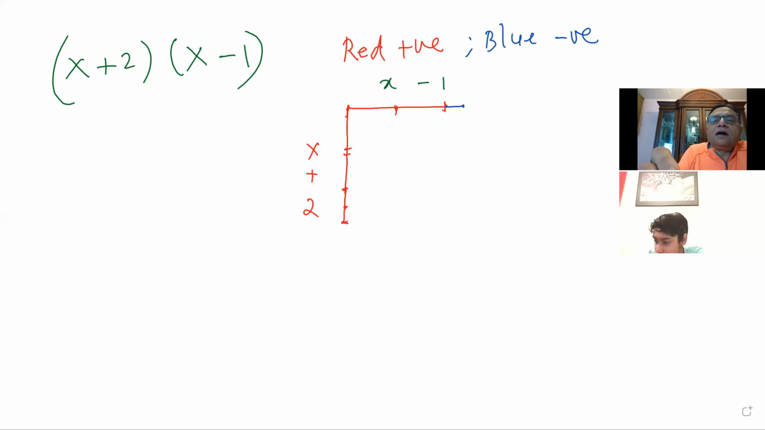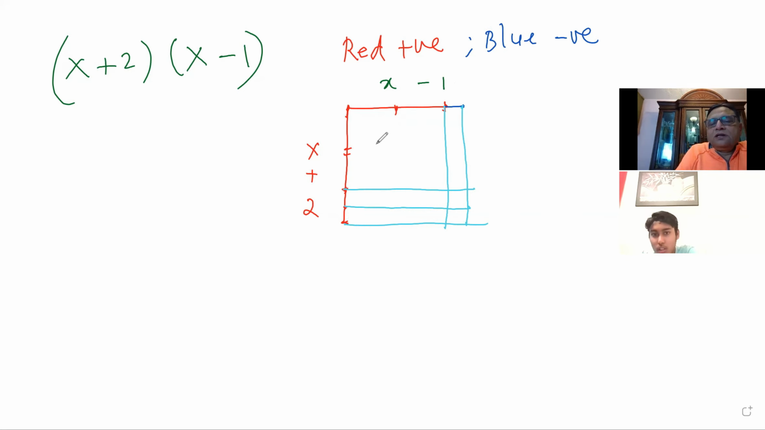Okay, now I will complete the square. Let me use a neutral color to complete the square. Now, what do you notice? In the units which have both red, the same color means positive, right? Yes, sir.